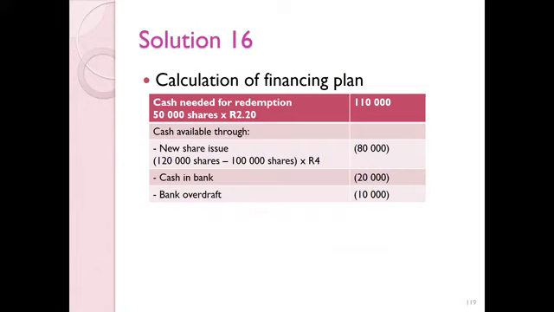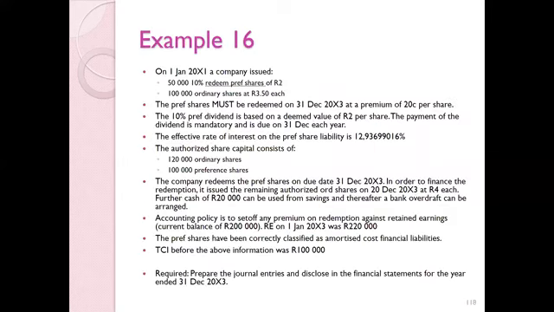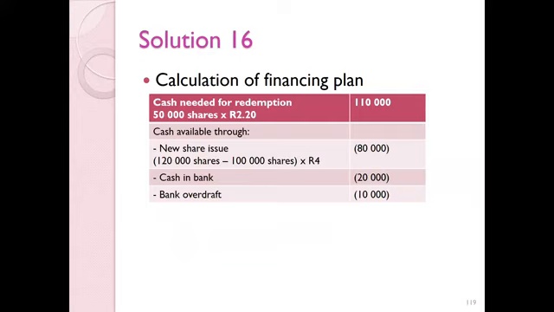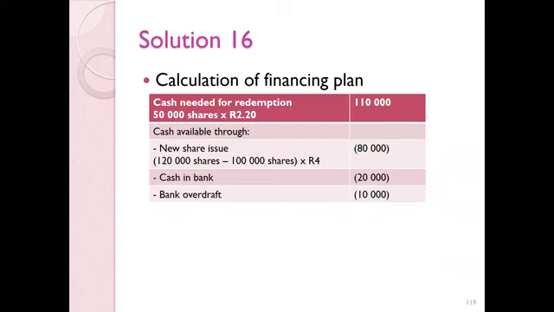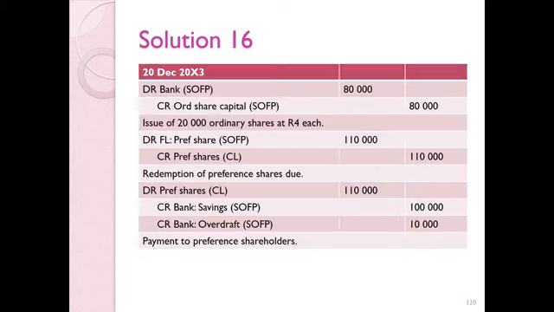So we go back to the question to see where else we can draw finance from. They told us that 20,000 Rand can be used from savings. So savings gives us 20,000. That now means we have 100,000, but we need 110,000. We then said thereafter a bank overdraft can be arranged. So we're going to go into overdraft for the final 10,000 Rand that is required to finance this redemption.